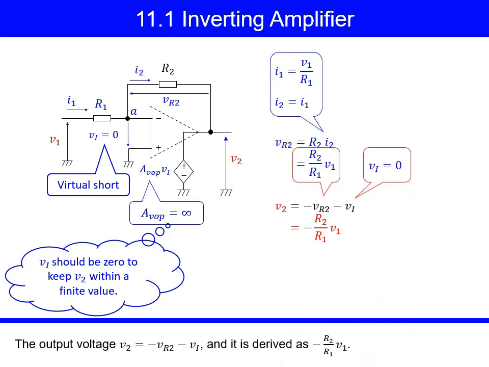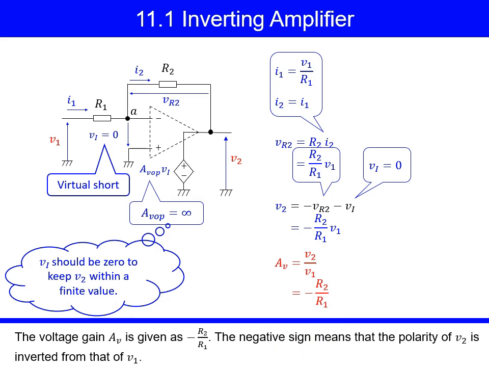The output voltage V2 equals negative VR2 minus Vi, and it is derived as negative R2 over R1 times V1. The voltage gain AV is given as negative R2 over R1. The negative sign means that the polarity of V2 is inverted from that of V1.